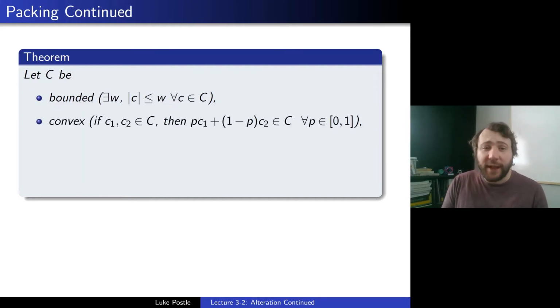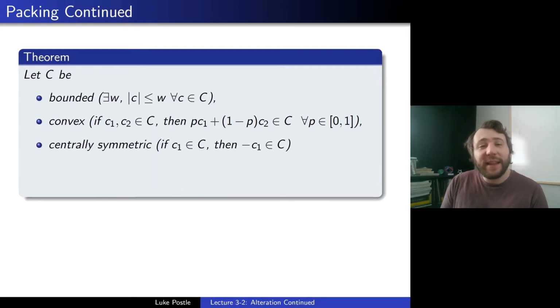We're going to assume it's convex, which is that if c1 and c2 are in C, then p c1 plus (1 minus p) c2 is in C for every p in [0,1]. Put a different way, that means if any two points are in C, any point on the line connecting them is also in C. So this is what convex means, that there are somehow no dips inside, so somewhat round in shape. And then centrally symmetric will be the last assumption, which means that if c1 is in C, then negative c1 is also in C. So centrally symmetric about the origin. So if a point is in C, then its reflection, which would be the negative, is also in C. So these are the assumptions.